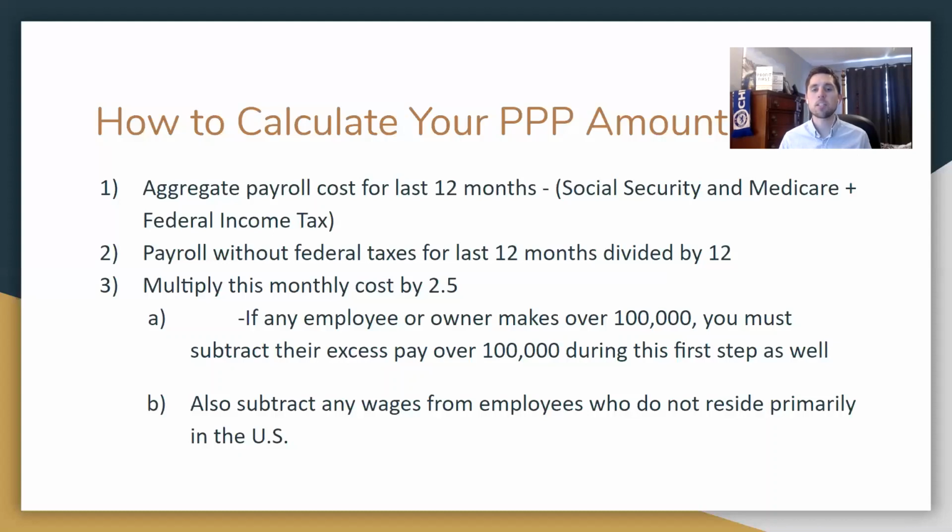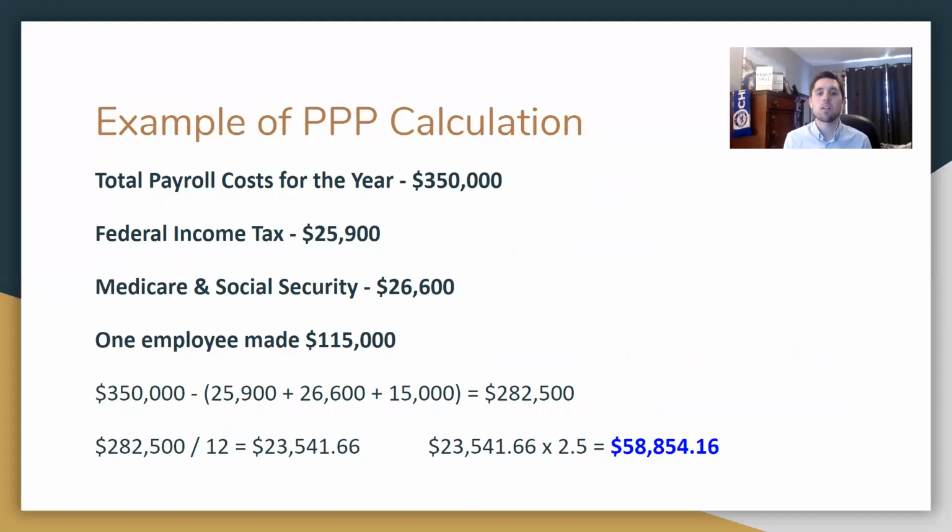Now, a couple stipulations to this. If you follow those three steps, you'll have your number. That's the number you can put in the application. A couple stipulations: number one, if anyone in your business makes over $100,000 a year gross, you have to subtract any amount that is over $100,000. So make sure you do that in the first step. And also, the PPP only covers employees who live primarily in the United States. So if you have any employees who are not primarily in the United States, make sure not to include their wages in this.